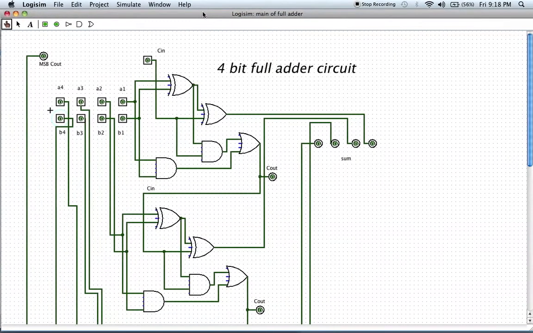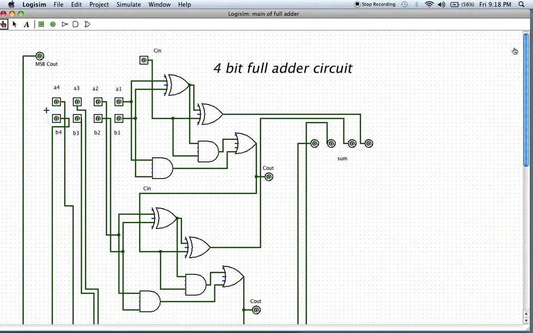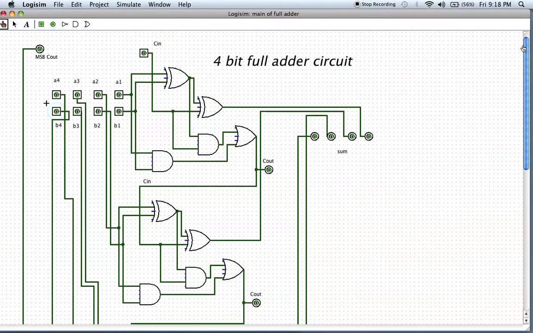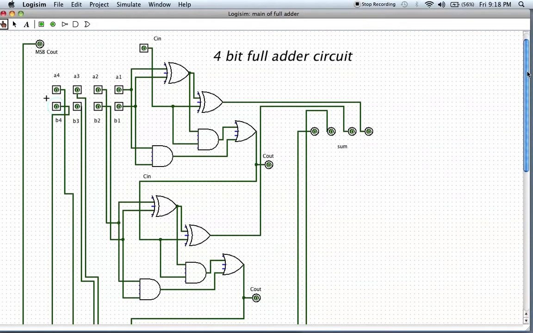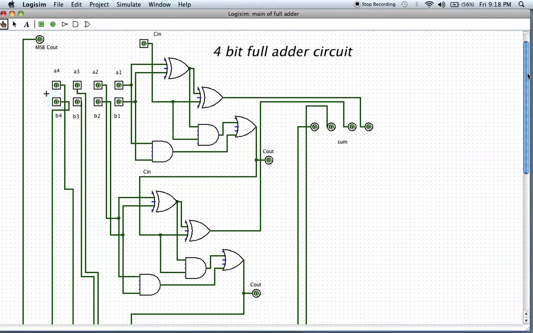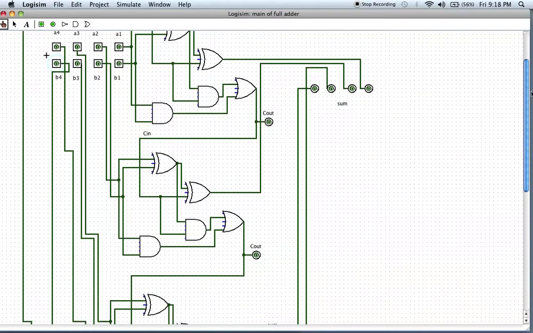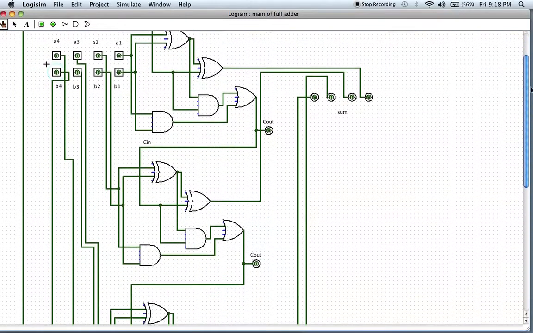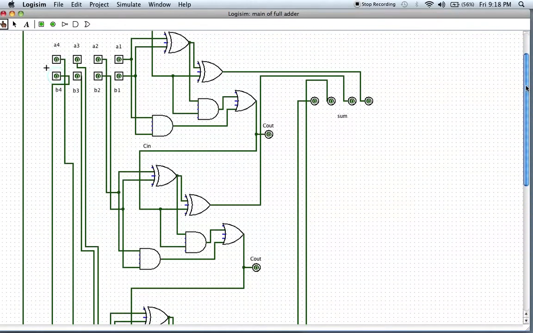But first, just to take you through the circuit, this is basically an expansion of the full adder circuit that we built in class by just chaining the carry in and out from one circuit to the next, adding bit placement up to 4 bits.